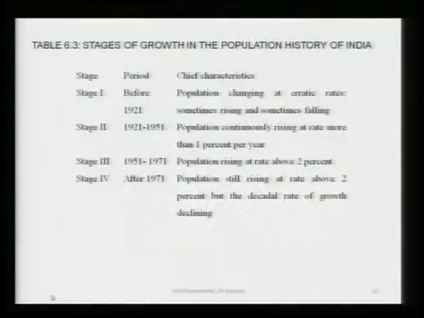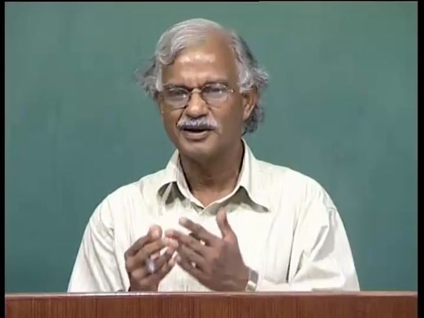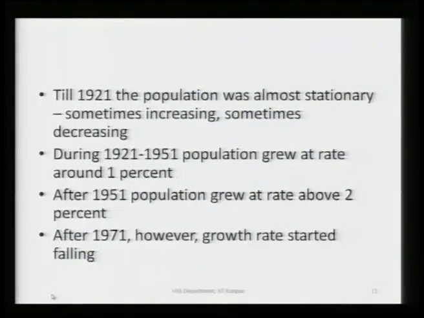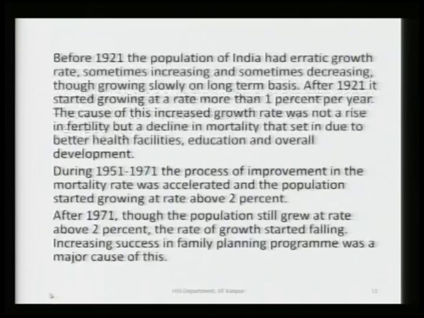So after 71, population growth rate started declining. That means that the base of India's age distribution has started shrinking, and the baby boomers are now in age group 20 and above, and this is what the 25 years demographic window means. So we can take the advantage of the demographic window. Till 21, population was stationary. This is all that I have already said.